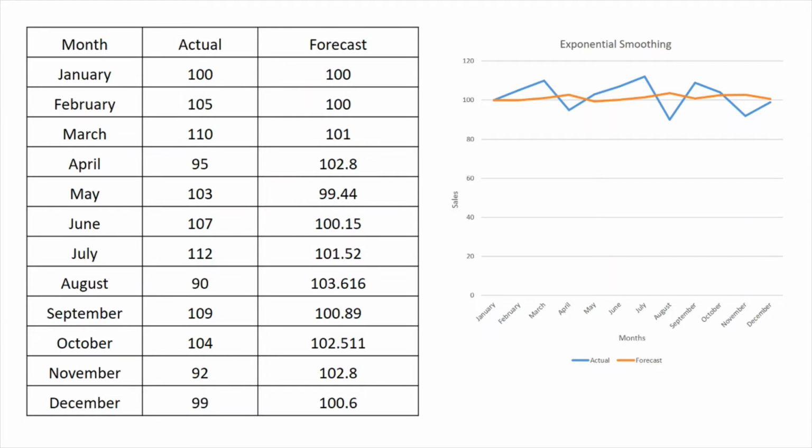And in this table, this is the actual demand of a company and this is the forecast, and the forecast data is given by the exponential smoothing method. And here in this graph we can see the actual data varies between 90 and 110 and the forecast data lies near 100.